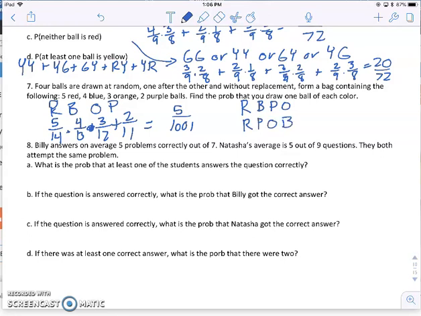So we could do all these different arrangements. And well, how many are there? So there's 4 colors we could draw first, then 3, then 2, then 1. So there's a total of 24 different arrangements. Oops, that's a times. I don't know why I put plus. But they each have the same probability. So if we multiply this times 24, we have 120 over 1001.